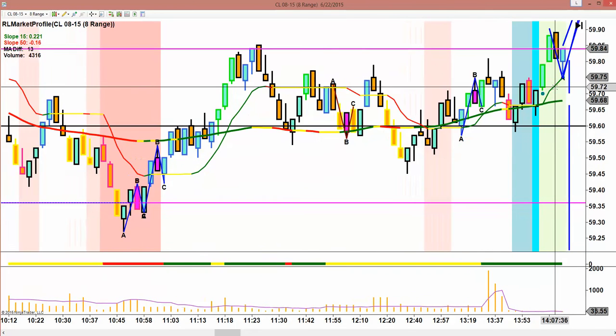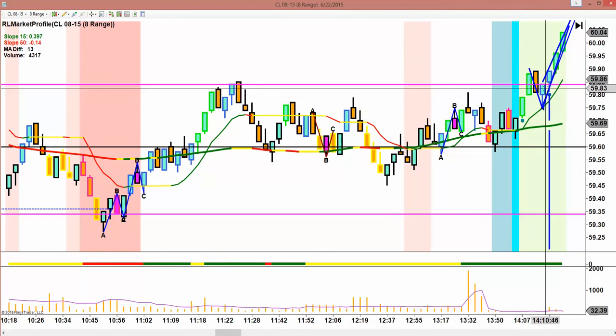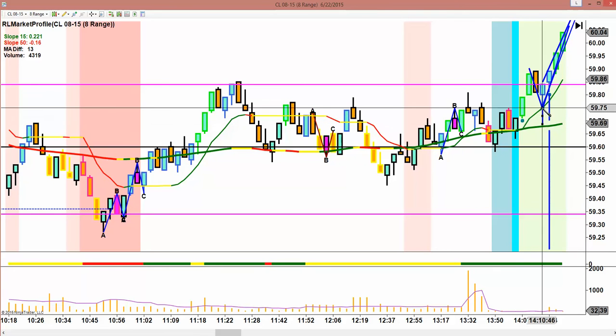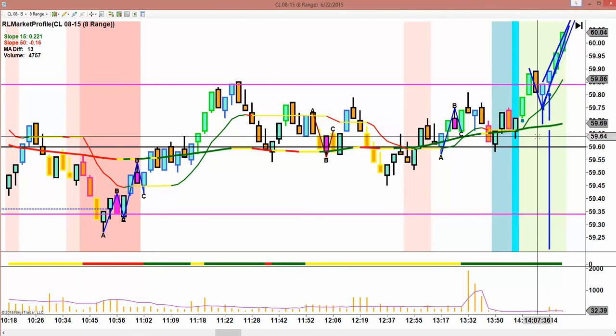You just got to wait for the market to break this point of control. This does break it. You could enter on this, but you don't know it's going to. And you see how tough it is.